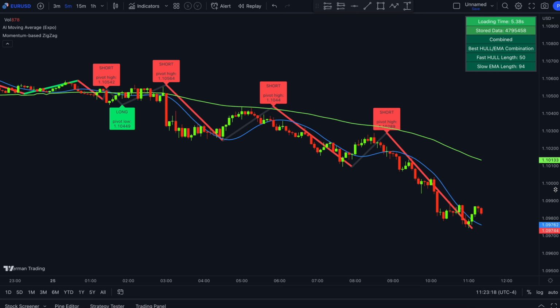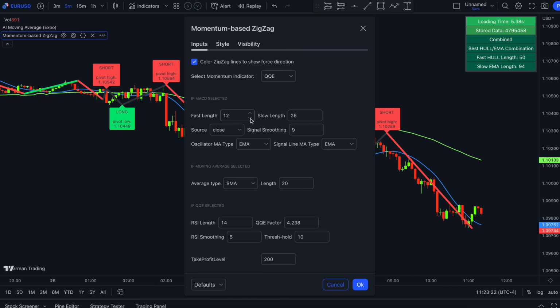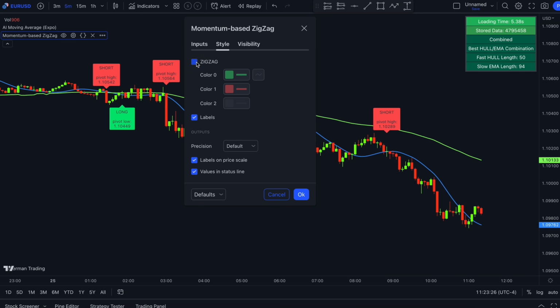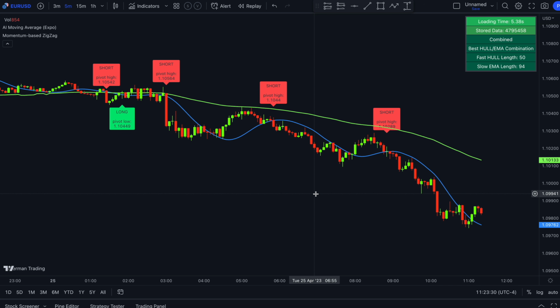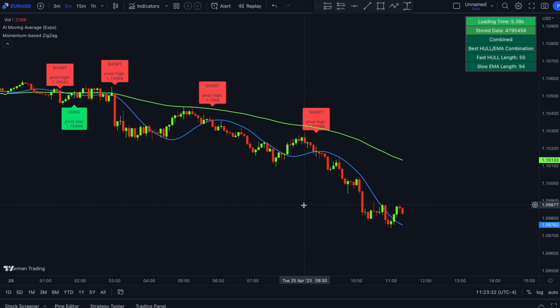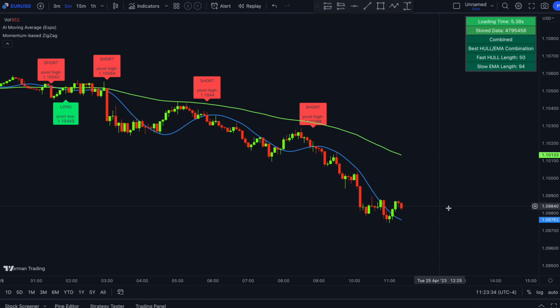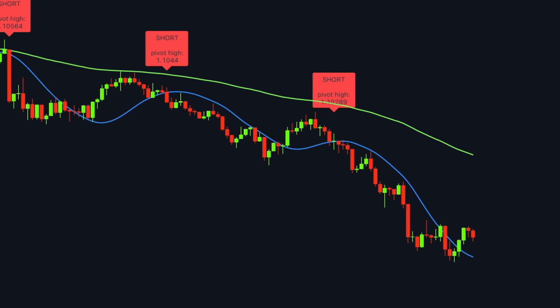The indicator offers many customization options as well. However, we won't change the inputs. The only thing we will do is uncheck the zigzag to make the chart cleaner. As you can see, the indicator issues buy and sell signals that are very easy to follow. In conjunction with the machine learning moving average indicator, the momentum-based zigzag accuracy is higher than you might think. So, what are the entry rules for our trading strategy?